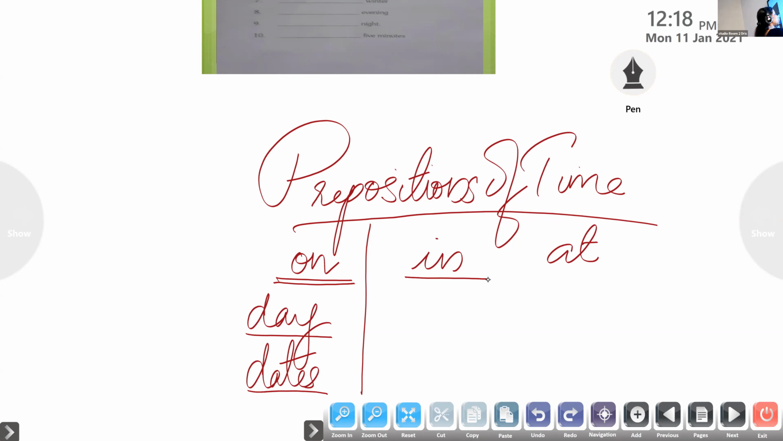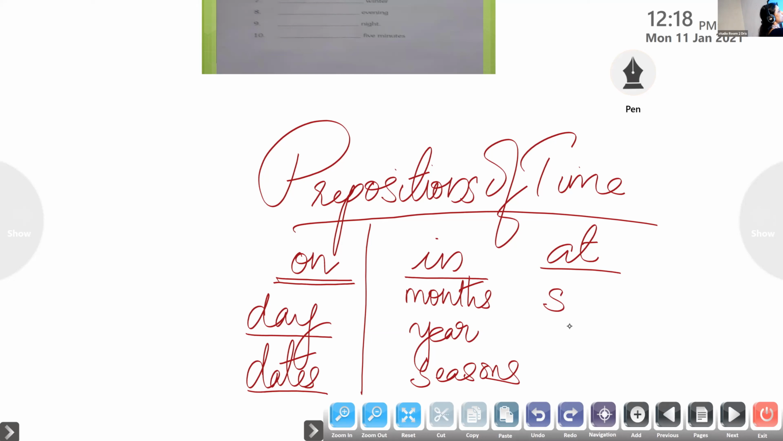And in is used with months. All of you, please do say it. What is it? Months, year, seasons, and parts of the day. Okay, and at is used with specific or a particular time. I hope all these are very clear.